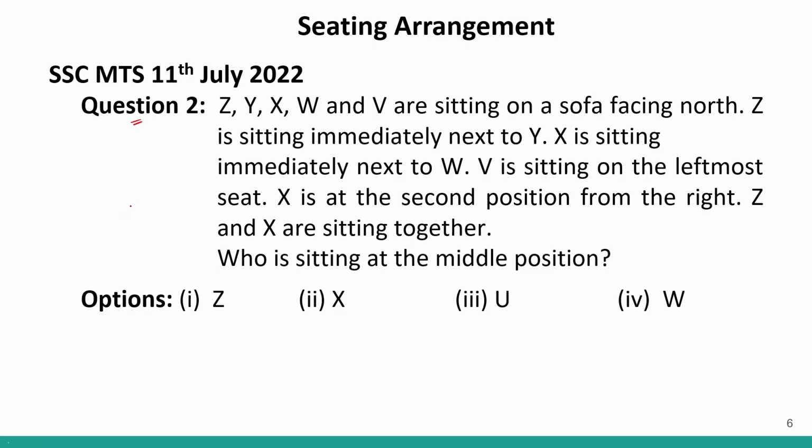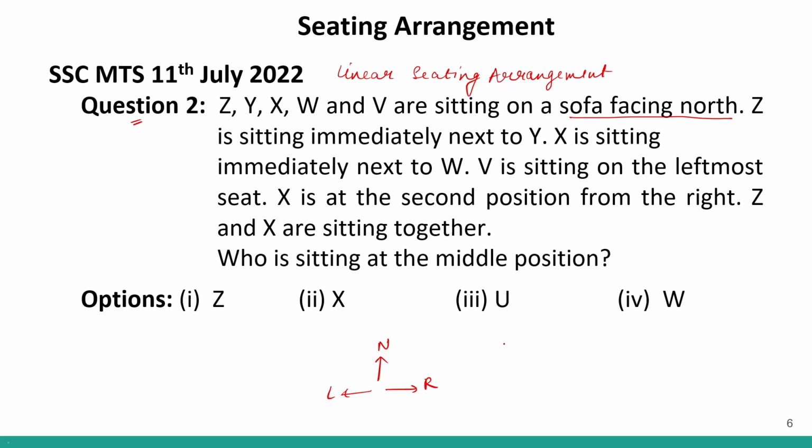Question number 2 says that we have 1, 2, 3, 4, 5 people sitting on a sofa facing north. So again, a linear sitting arrangement question. This is a question from linear seating arrangement where everybody is facing towards the north. So if they're facing towards the north, this will be your right, this will be your left, correct?